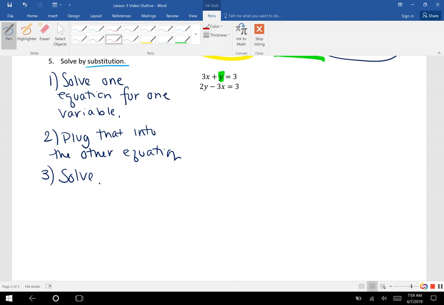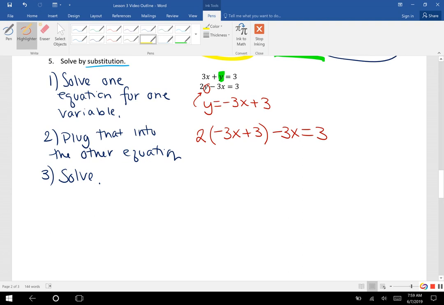To solve it for y, I have to minus the 3x. So y would equal minus 3x plus 3. And then I'm going to take that result, and I'll plug it into y for the second equation. So now we've got 2, but instead of y, I'm going to put in this minus 3x plus 3. And then there's another minus 3x equals 3. So again, what I did is I took the first equation, I solved it for y, and then I plugged that in for y into the second equation.